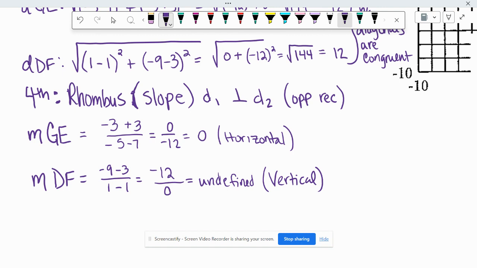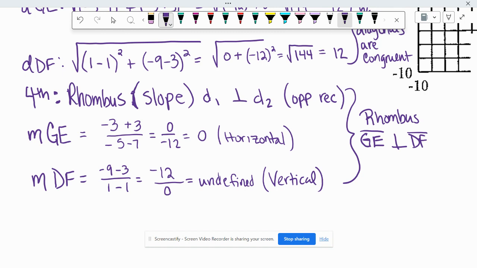to each other, right? That's how we took every line segment and turned it into a right triangle on our grids for Pythagorean theorem. So, have we shown that these are perpendicular to each other? Yeah, this is a rhombus because segment GE is perpendicular to DF. Horizontal and vertical lines are perpendicular to each other.